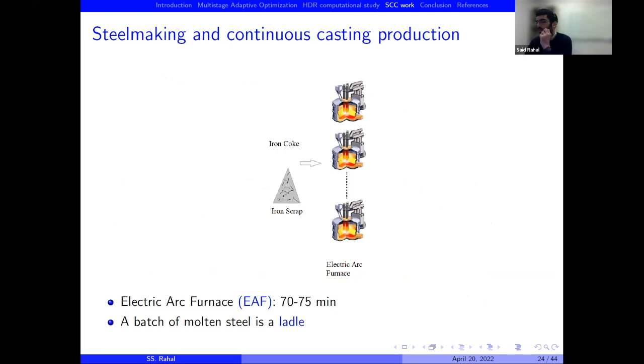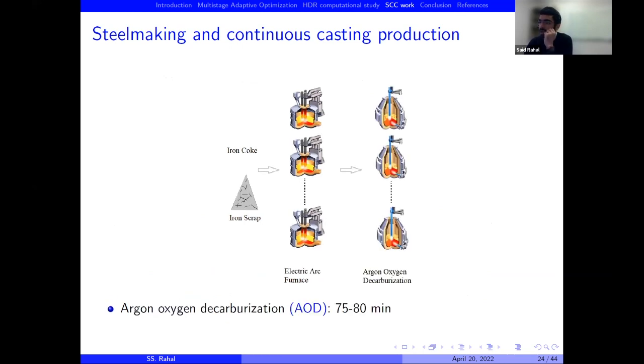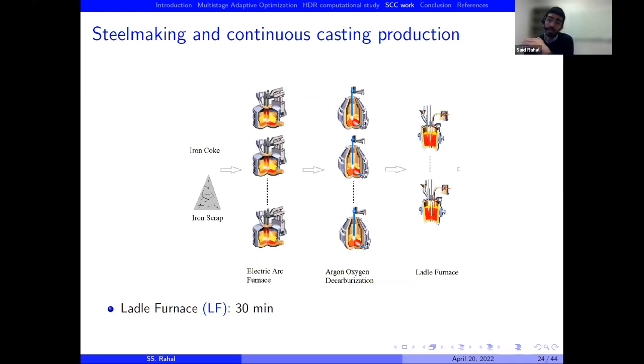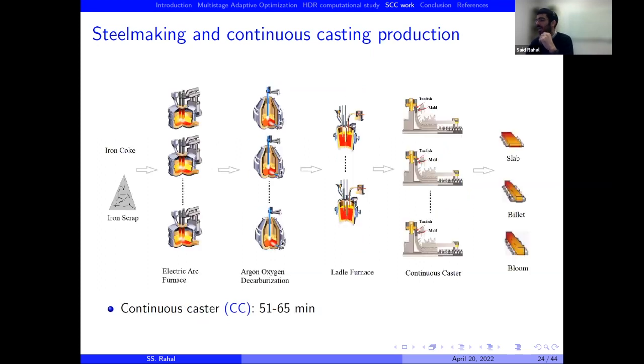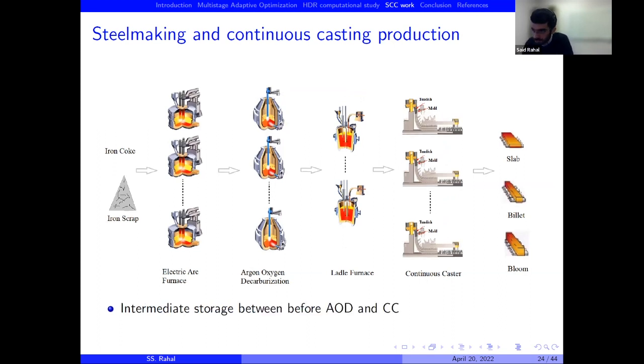So we have iron ore that basically passes through an electric arc furnace to be melted, and then it passes through another processing stage called argon oxygen carburization to add some elements that give the steel its properties. Then it is passed through a ladle furnace, where the structure at the molecular level of the steel is managed. And then at the end, it passes through a continuous caster to take the required geometrical shape.